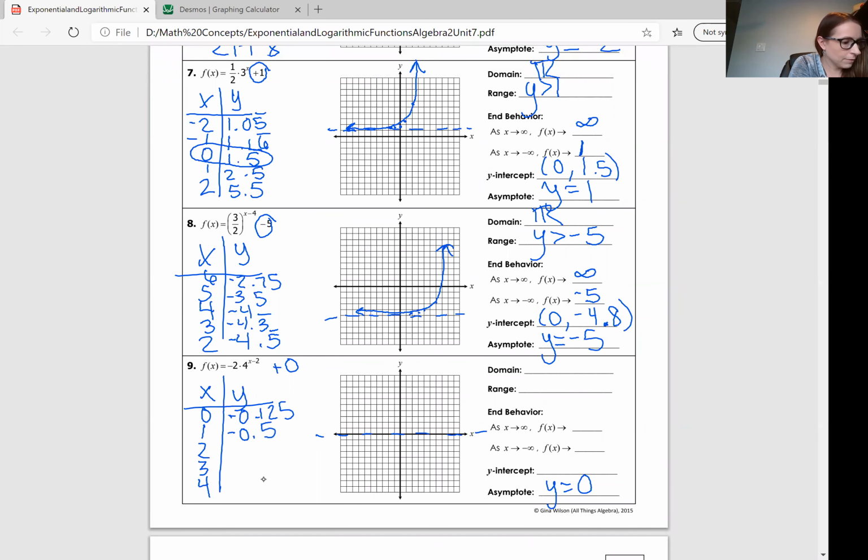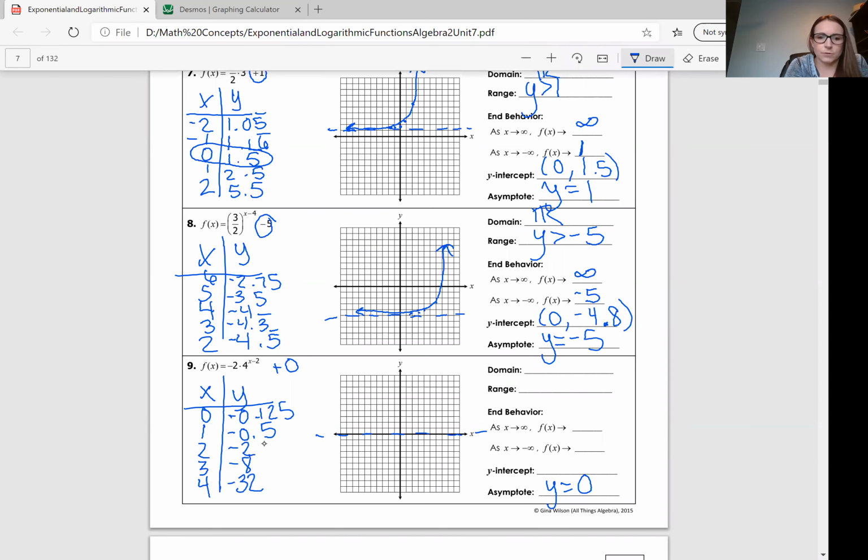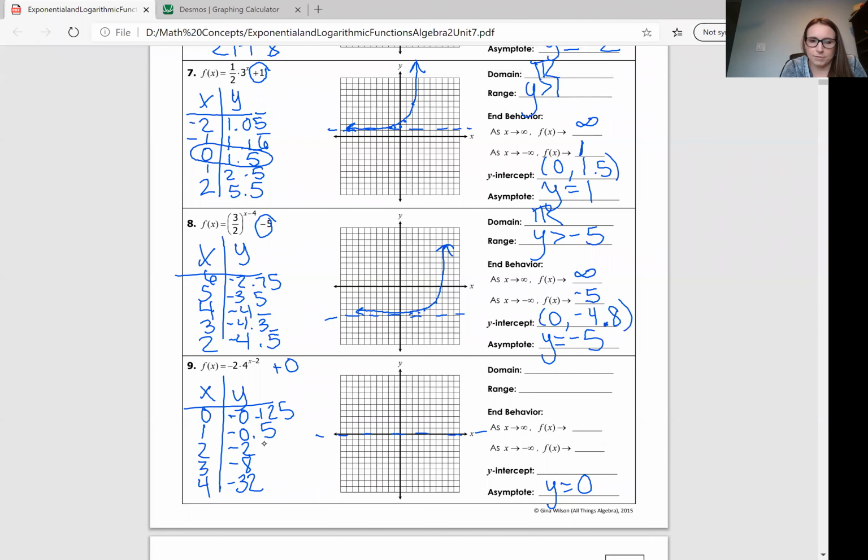1 is negative 0.5. 2 is negative 2. 3 is negative 8. 4 is negative 32. Obviously, we can't graph that, but it's there. So domain, all reals. Maybe I keep getting ahead of myself. Sorry, guys. Let's graph this.